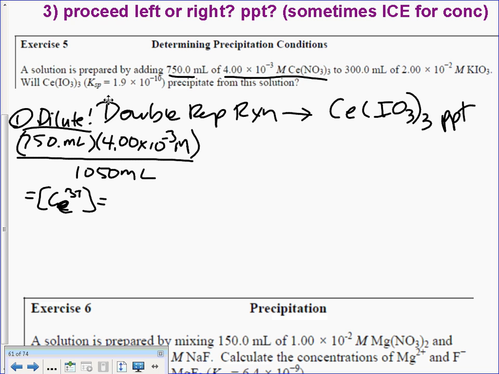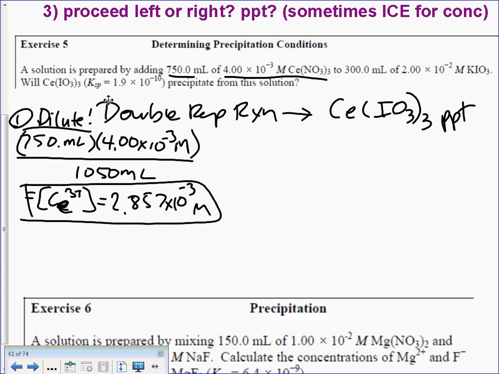So what is that concentration? Calculate. You just haven't done any calculations today. I'll let you do this one. 0.02857. So 2.857 times 10 to the negative 3 molar. Okay, so this is the important initial concentration of cerium.